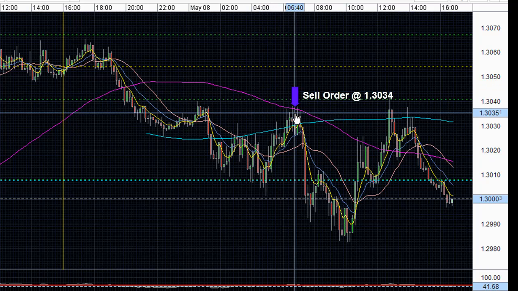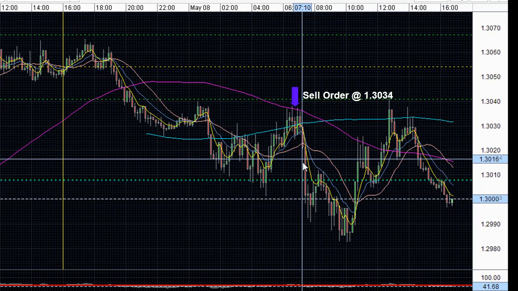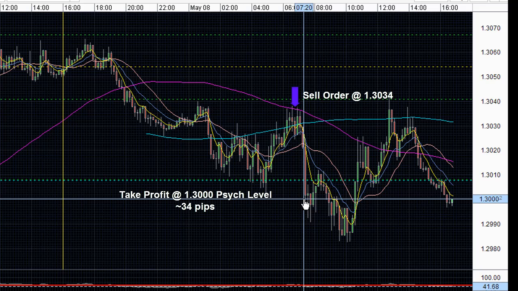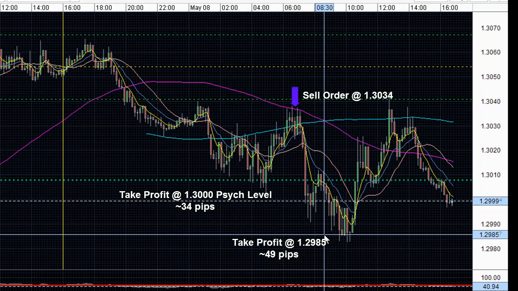And then I would have entered my trade and held it until price reached this psychological level at 30.00, and taken my profit there for about a 34 pip trade. Or if I was a little more aggressive, I could have held onto the trade and taken my profit when price reached support at around 29.85 for about 49 pips.